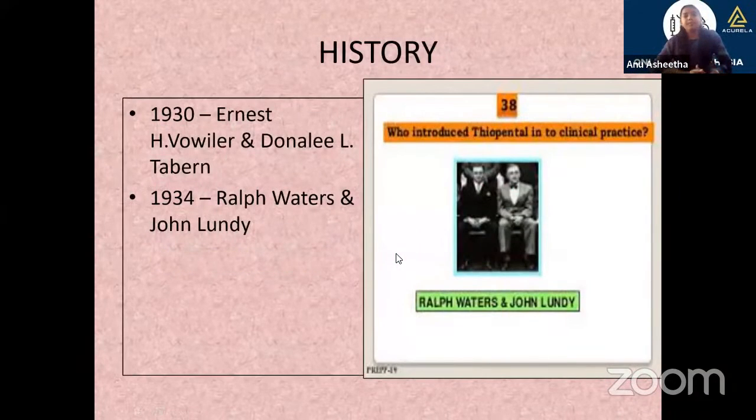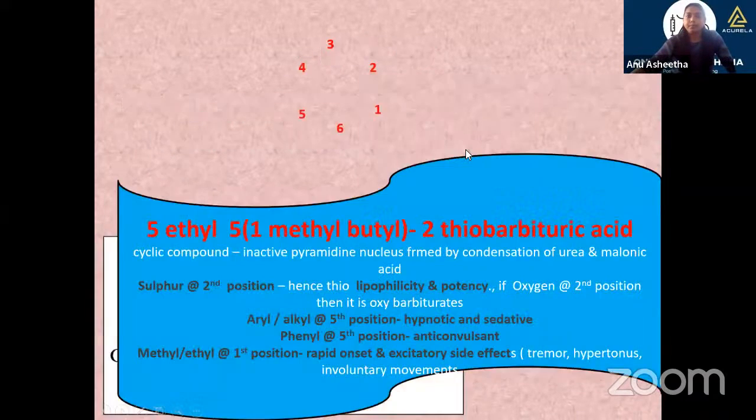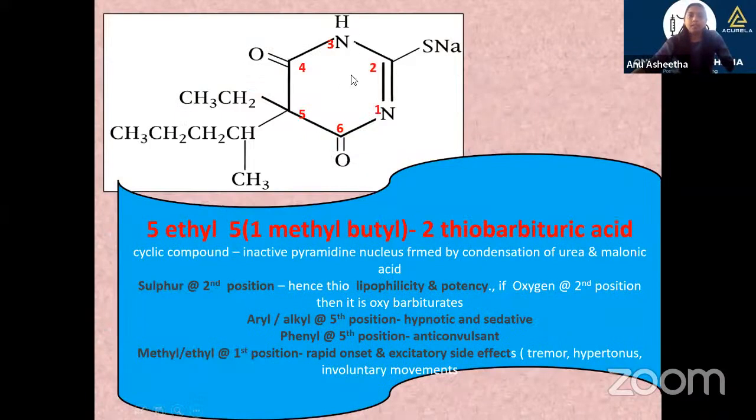Okay, regarding the history. In 1930, Ernest H. Volwiler and Donalee L. Tabern at Abbott Laboratories synthesized thiopentone, but it was first given to humans by Ralph Waters and John Lundy. This is the picture of them. And the most important historical event, Pearl Harbor, saw the use of thiopentone in the war victims as a euthanasia agent.